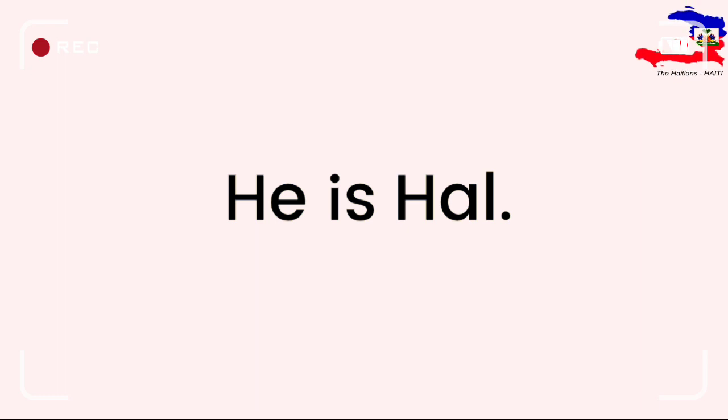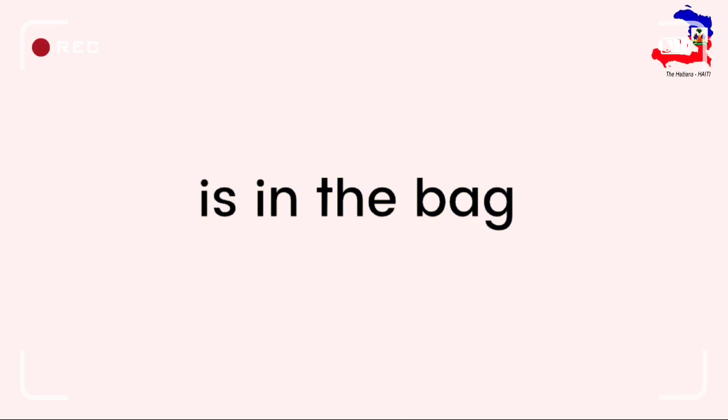When we speak and write in English, we usually group words together in sentences. Look at this group of words. Is in the bag. This is a phrase. A phrase is a group of connected words, but it doesn't tell a complete thought. This phrase doesn't tell what is in the bag.